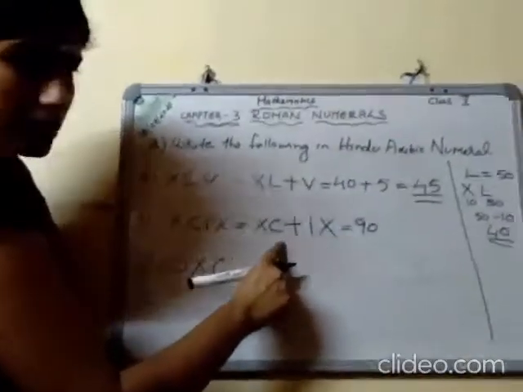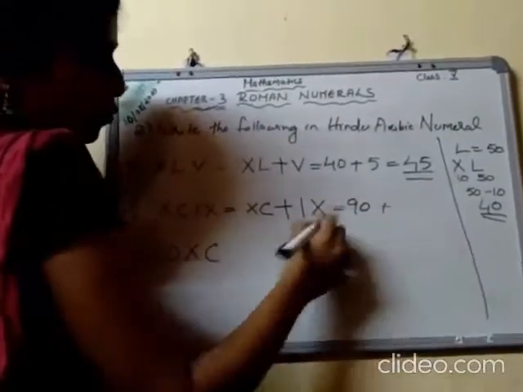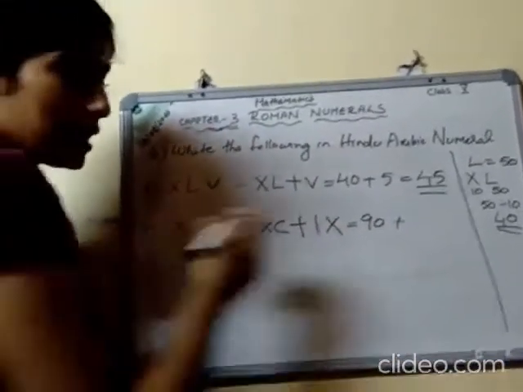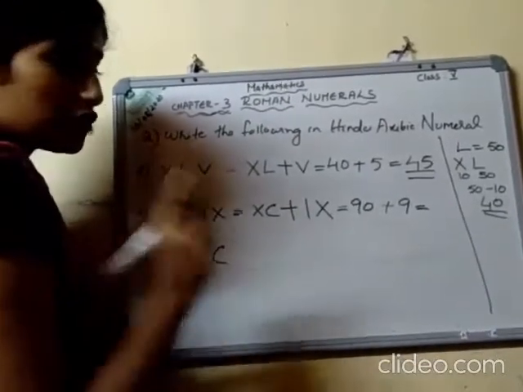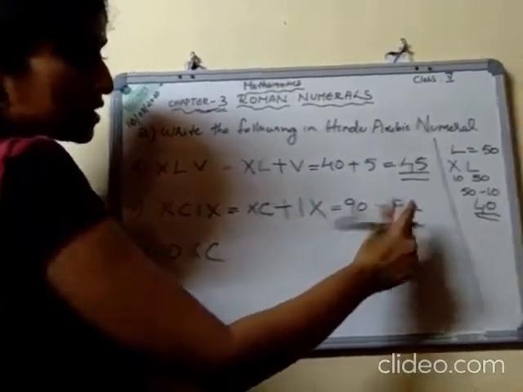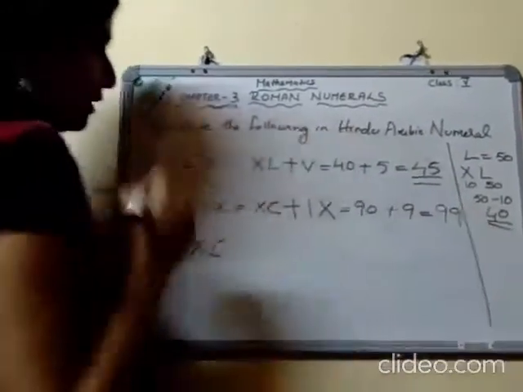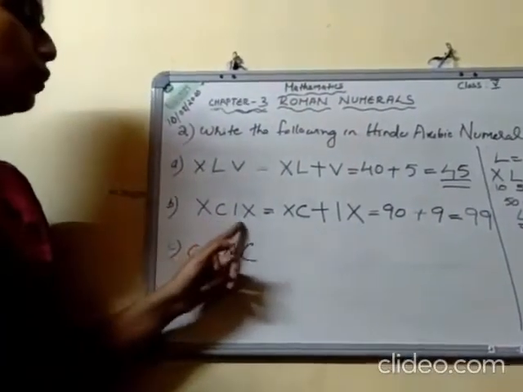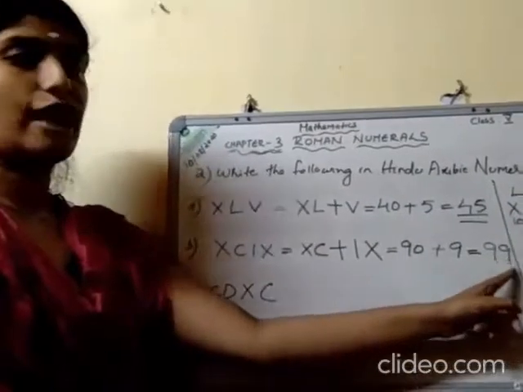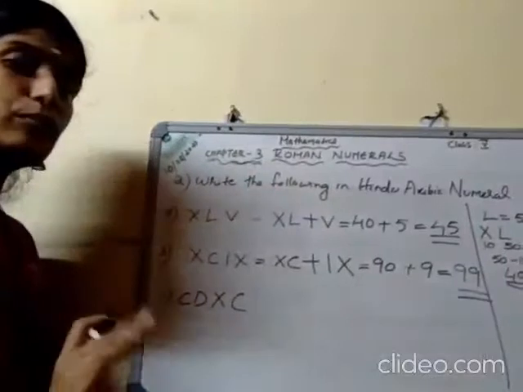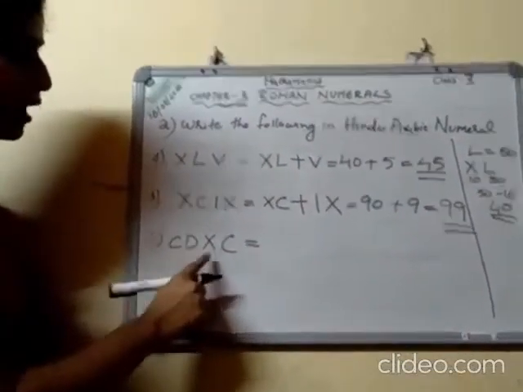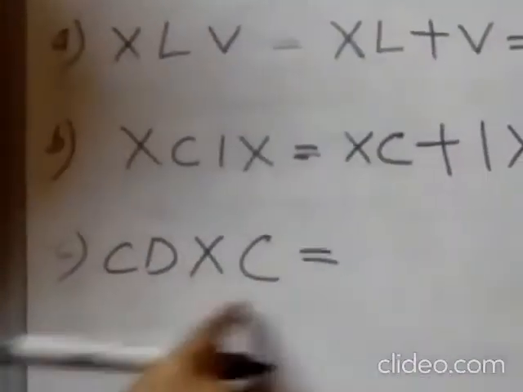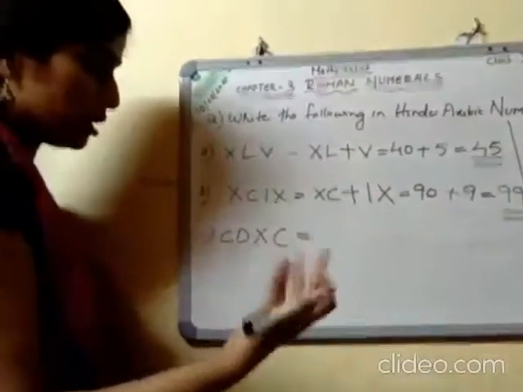90 is represented as XC, plus IX is a representation of which number? 9. So XCIX is a representation of which Hindu-Arabic numeral? 90 plus 9, 99. XCIX is a representation of 99. Is it easy? If you study the table, it will be easier for you. Okay? Now see this: CDXC. How can we write this as a sum of two or three numbers?